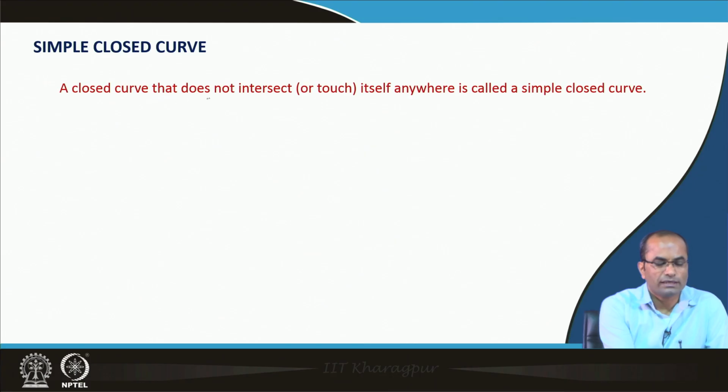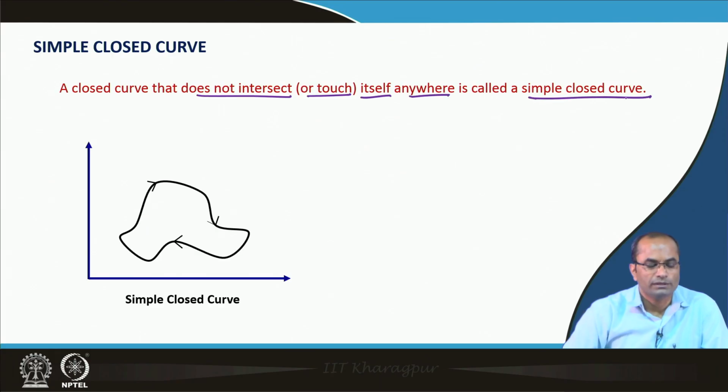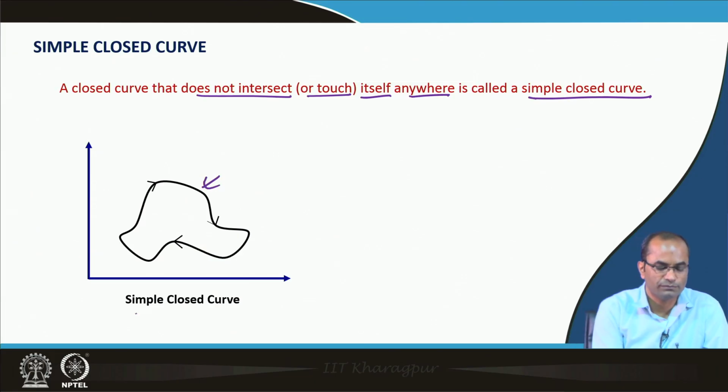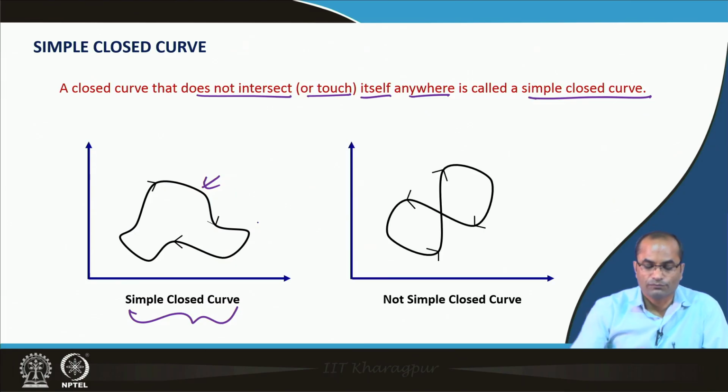A closed curve that does not intersect or touch itself anywhere is called a simple closed curve. For instance, this curve is not touching itself or crossing itself. So, this is a simple closed curve. Closed means the starting and the last point are the same. So, it is closed, and for instance, this one is intersecting at this point here. So, sorry, it's a closed curve, but it is not a simple closed curve. So, it is not simple, though it is a closed curve.